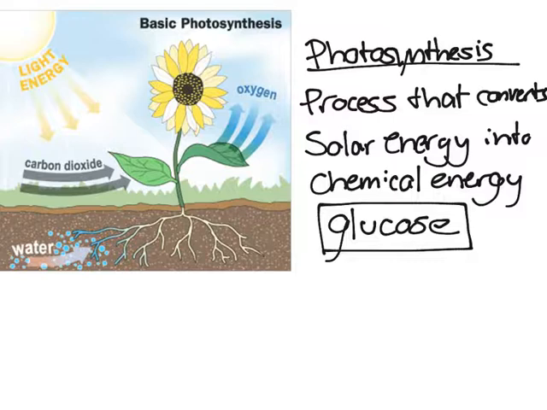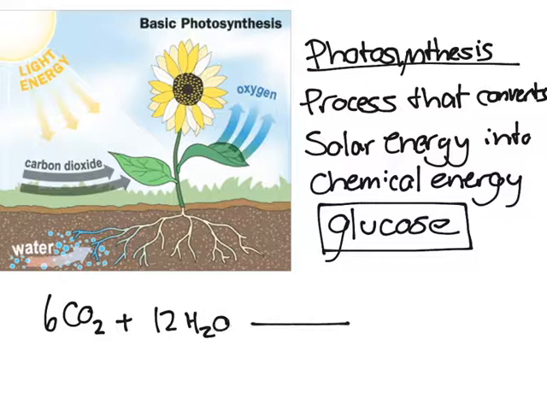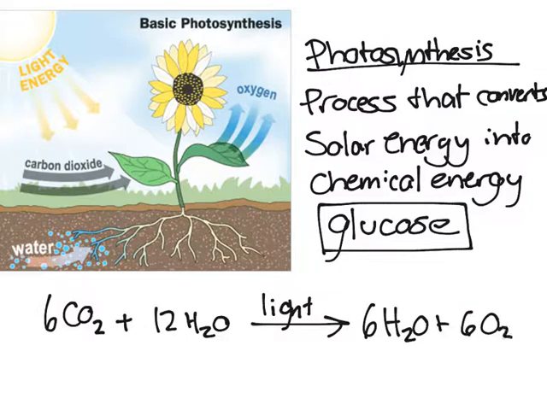And so the formula for photosynthesis is very important, so you should remember this formula. 6 CO2 plus 12 H2O, with light, gives you 6 H2O plus 6 O2, and then finally 1 mole of glucose. So C6H12O6, that's glucose.